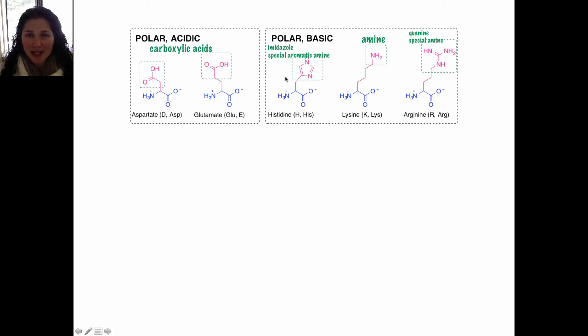Polar basic amino acids contain amines, or special aromatic amine functional groups. You should know that amines are weak bases, and these are characterized as basic amino acids because they have basic side chain functional groups. Basic side chain functional groups will exist as their conjugate acid version at pH 7. If you want to see what these look like at pH 7, please turn to the first page of your activity and examine the structures shown there. On the first page of your activity, these are represented as their conjugate acid form.